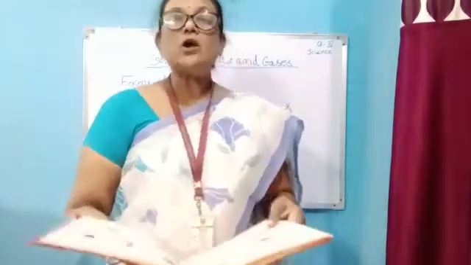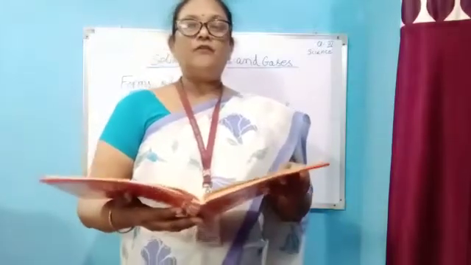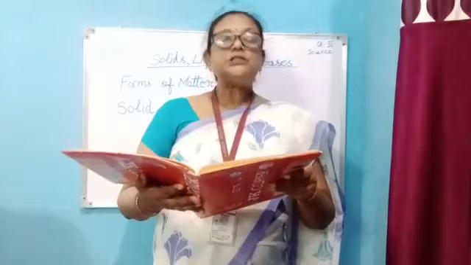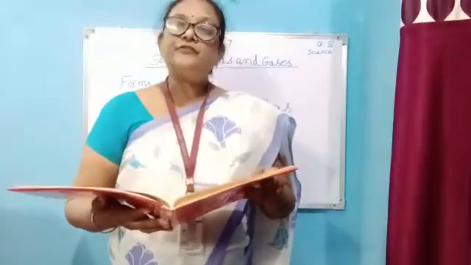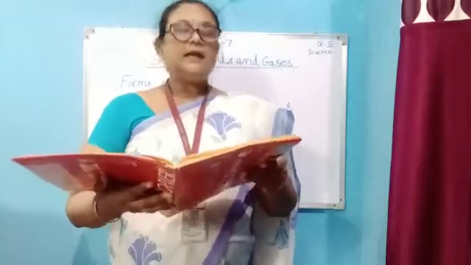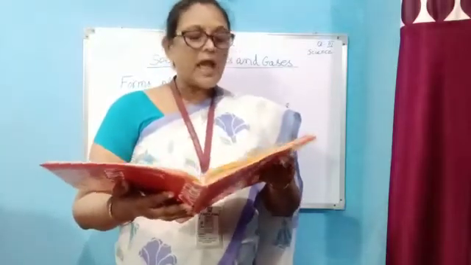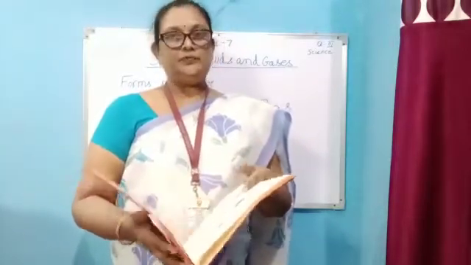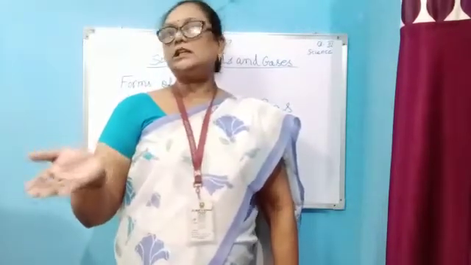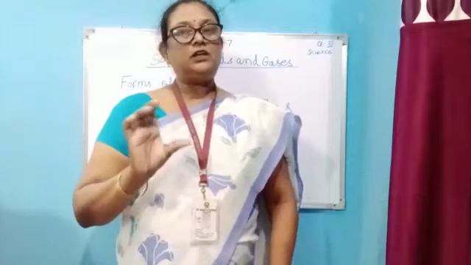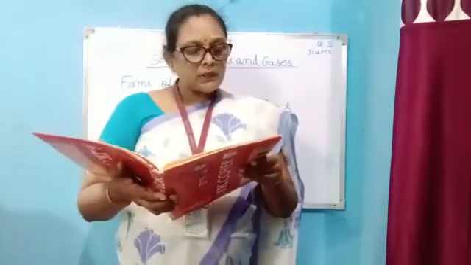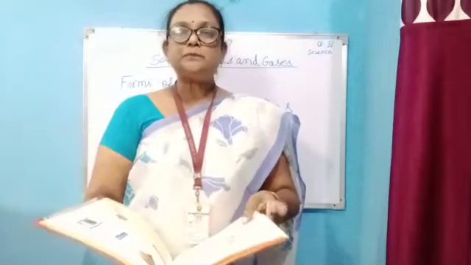So let us read now the properties of liquids. First point, liquids do not have a fixed shape. You have seen it through the example. Second point, liquids have a fixed volume. I showed you the quantity of water did not increase or decrease. The volume was fixed. Third point, liquids can be poured and spilled.